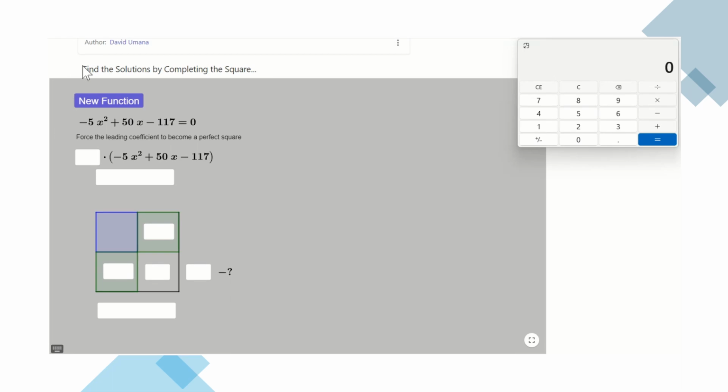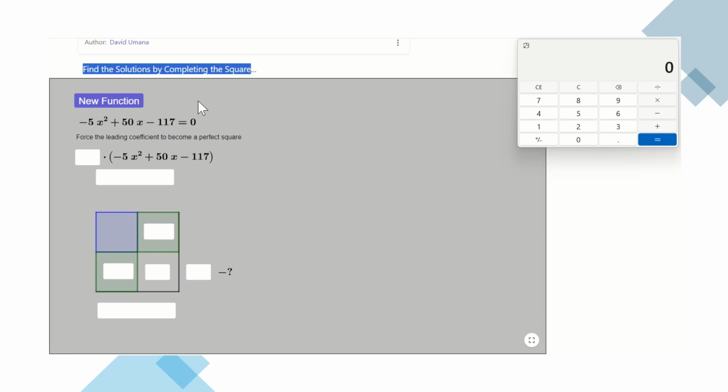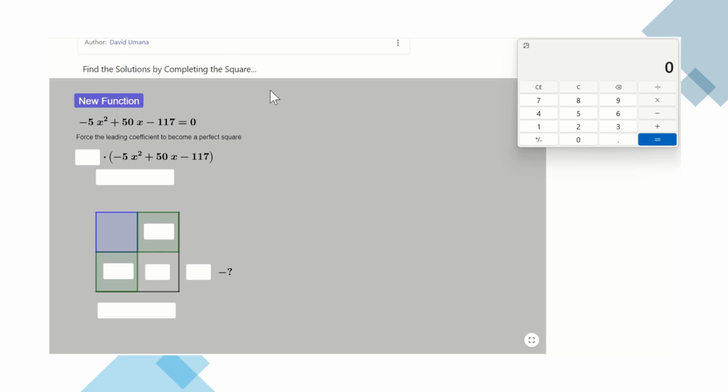Hello, so today we want to find the solutions by completing the square. So we have our quadratic equation, and what we're going to do is use a model called the area model. In this situation, in order for me to solve it, the strategy I'm going to follow is to force the leading coefficient to become a perfect square.